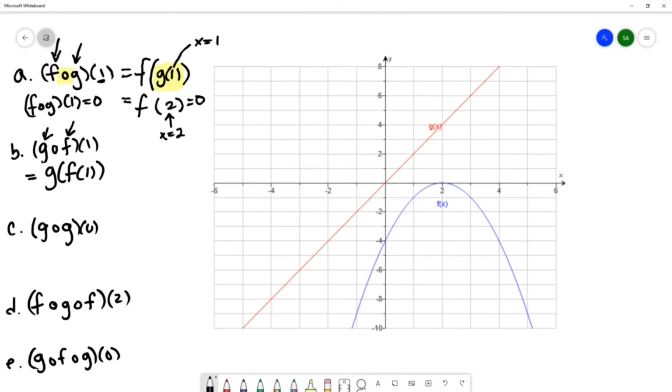Let's start with f of 1. F of 1 indicates that x equals 1. So here's the line where x equals 1. I want to find f of 1. So I'm looking at the spot where the vertical line crosses the graph of f. And that has a y value of negative 1. So f of 1 is negative 1.